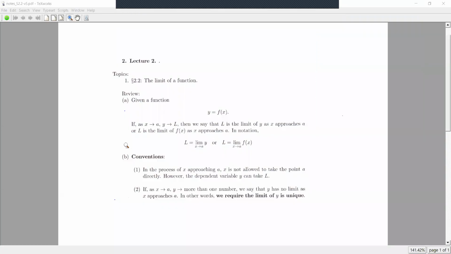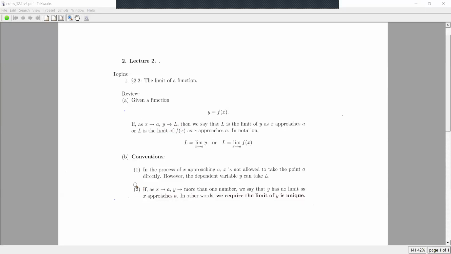Review number 2. Conventions about this limit definition. Convention 1. As x is getting closer and closer to the point A, in this process, x is not allowed to take the point A directly. For the dependent variable y, however, as y approaches L, y can take the number L in this process.